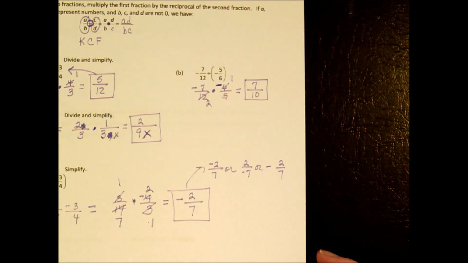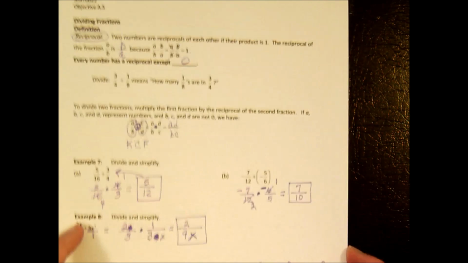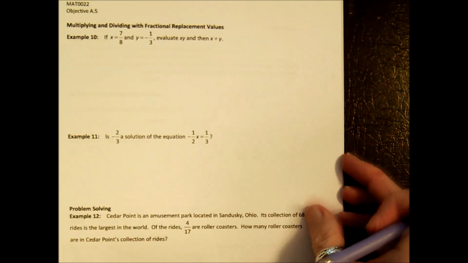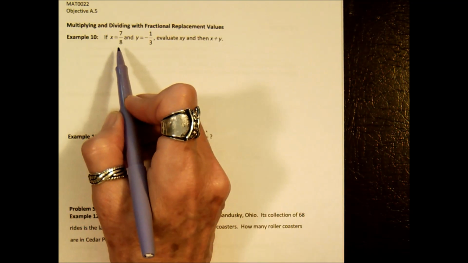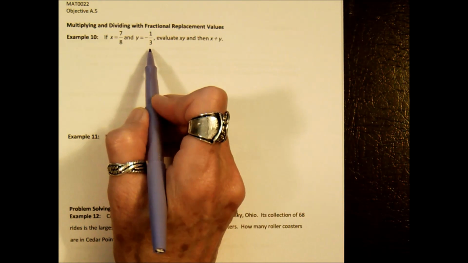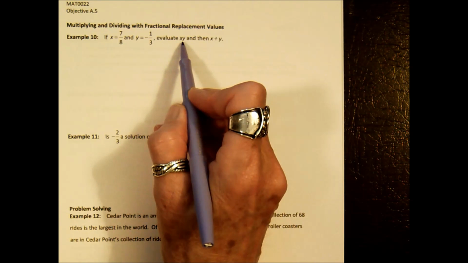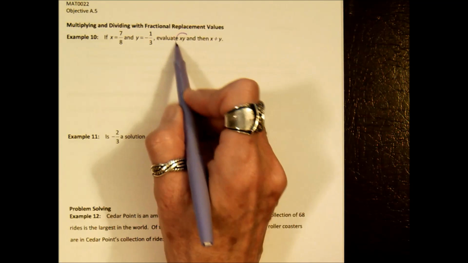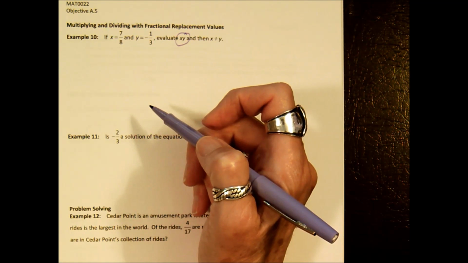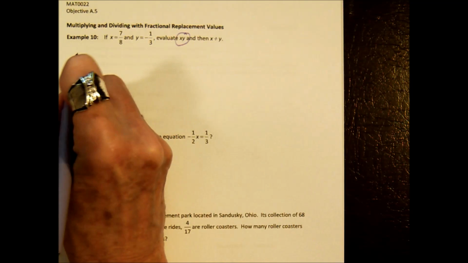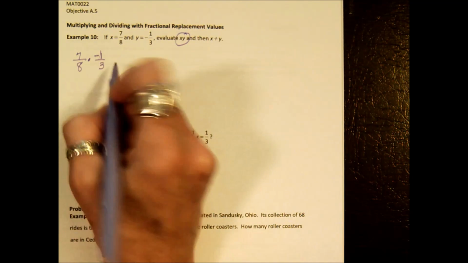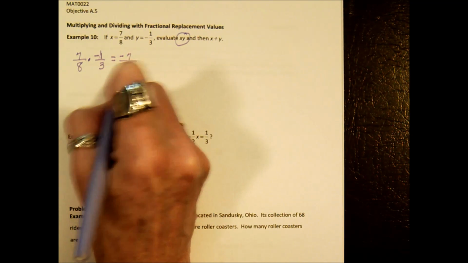All right, looking at the next page, we're going to look at some applications. So the first one says, if x equals 7/8 and y equals negative 1/3, evaluate x times y and then x divided by y. So two problems. So let's do x times y first. That's what it means when it's written side by side. That would be 7/8, that's our x, times our y is negative 1/3. Nothing will cross cancel, so we just get negative 7 over 24.